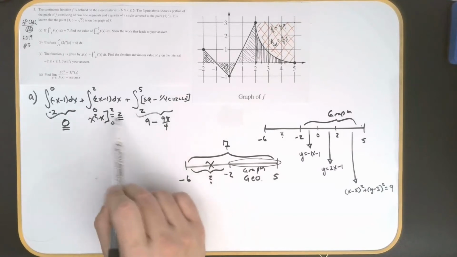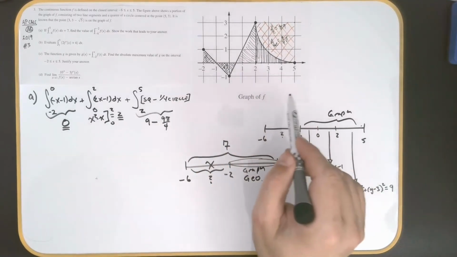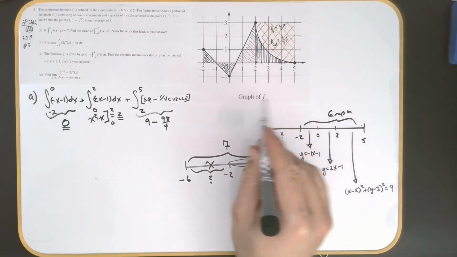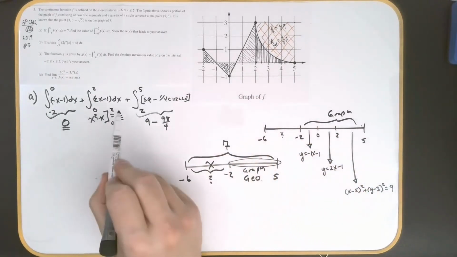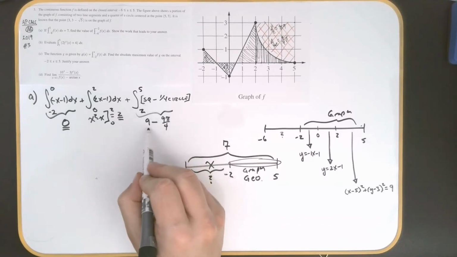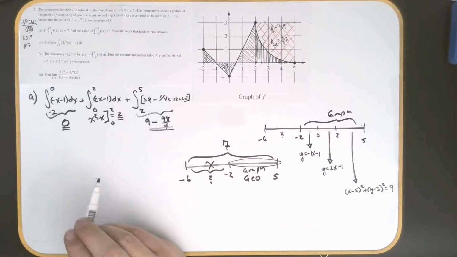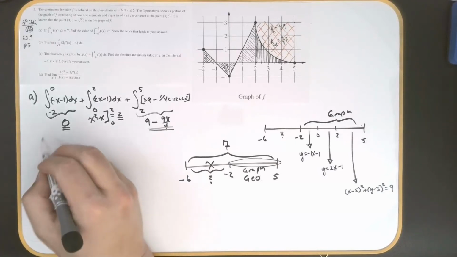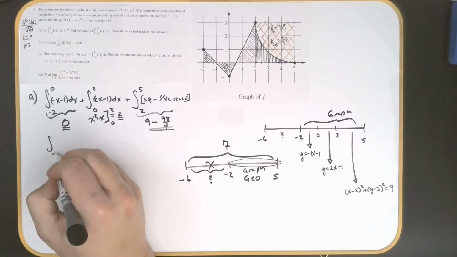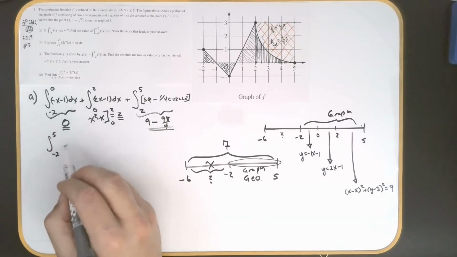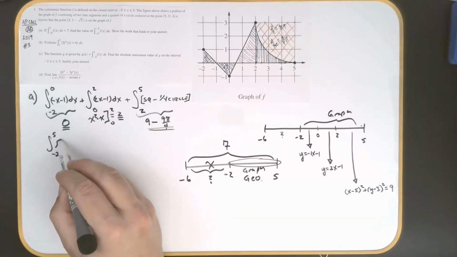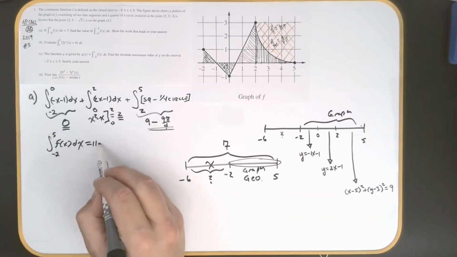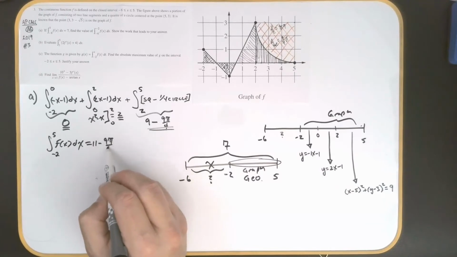If I add all of those up, 9 plus 2, it looks like the entire area here, if I just integrate by geometry, this whole part turned out to equal 0 plus 2 plus 9 minus 9 pi over 4, we would get 11 minus 9 pi over 4. So I'm going to say the integral from negative 2 to 5 of f of x dx is equal to 11 minus 9 pi over 4.